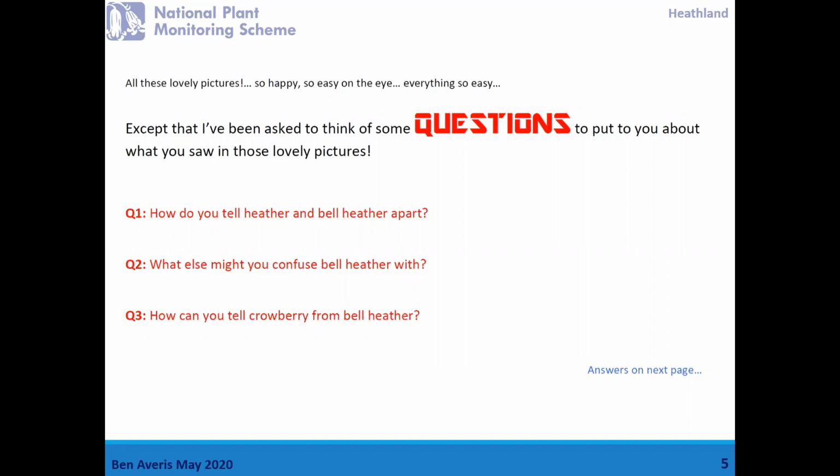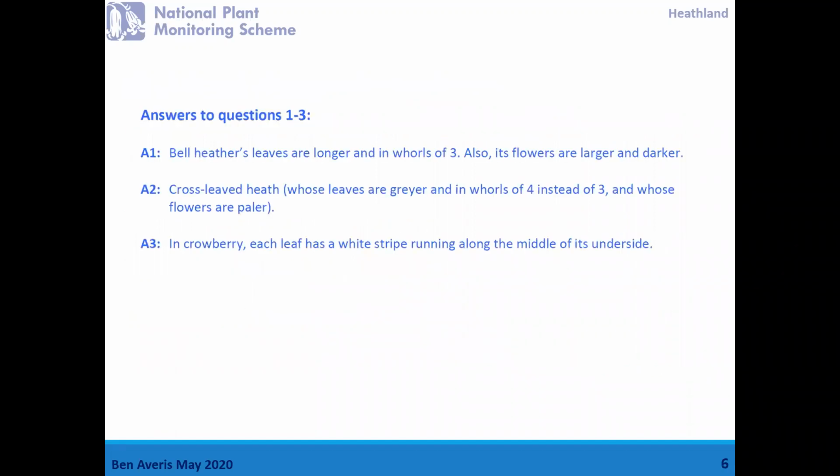And we can move on to the next page, which has the answers. These are just kind of reminders. They're not really questions and answers, just reminding ourselves about something that we've seen. Yes, bell heather's leaves are longer and in those whorls compared with the heather, and its flowers are bigger and darker. And you might confuse it with cross-leaved heath, but that's got leaves that are greyer and in whorls of four, and it's got those paler flowers. And then crowberry has that white stripe running along the middle of the underside of the leaf.